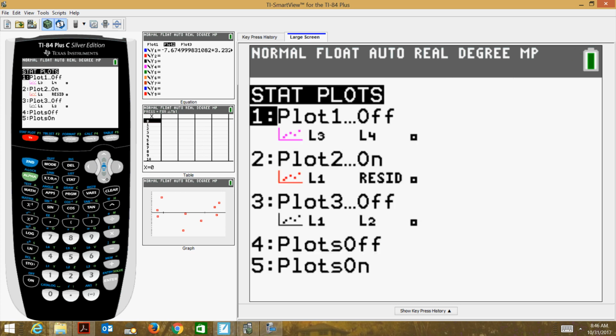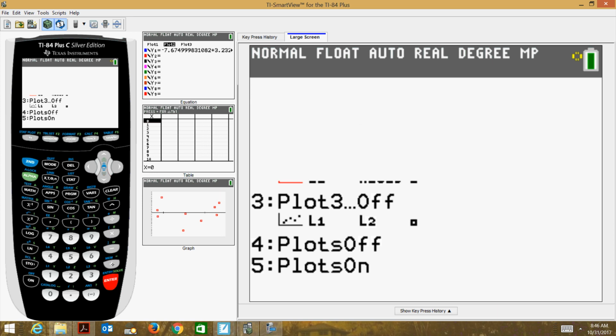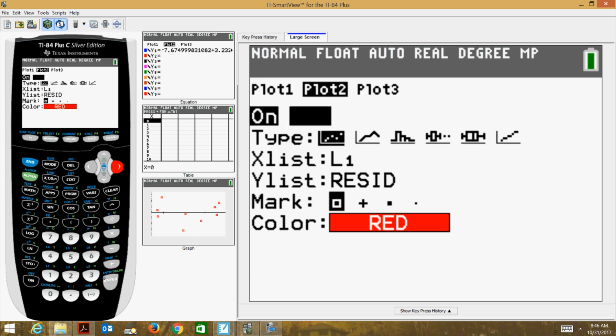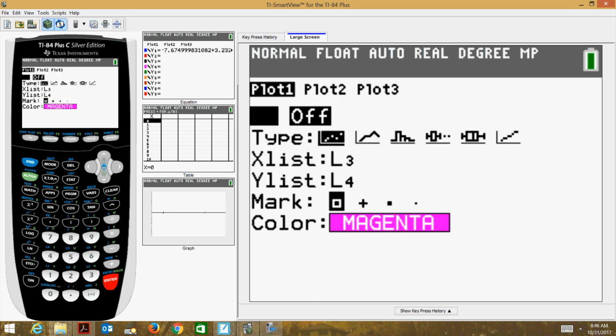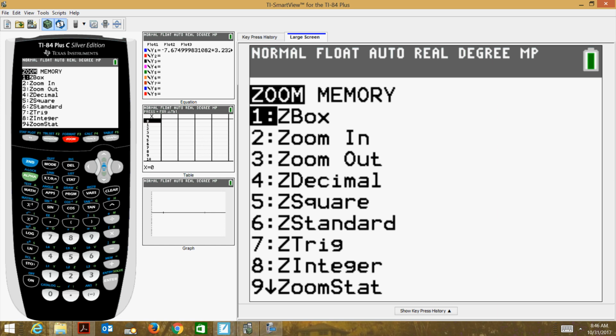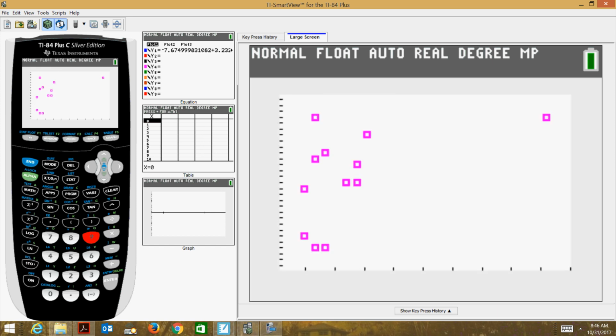So what I want to do is draw a scatter plot here. If I turn on my plot 1, which already has list 3 and 4 in it, I'm ready to draw a scatter plot on my calculator. So you want to click on zoom 9, and we have our scatter plot. Now, what we notice here is that as x increases, y does tend to increase.